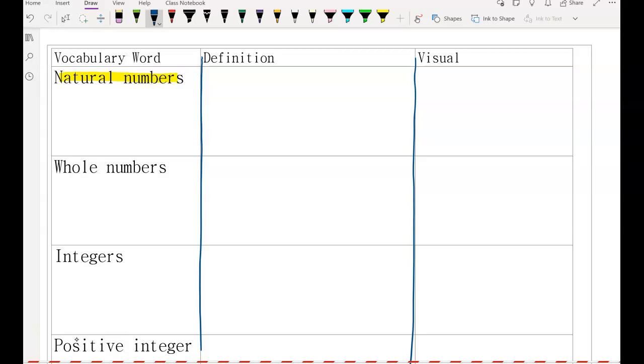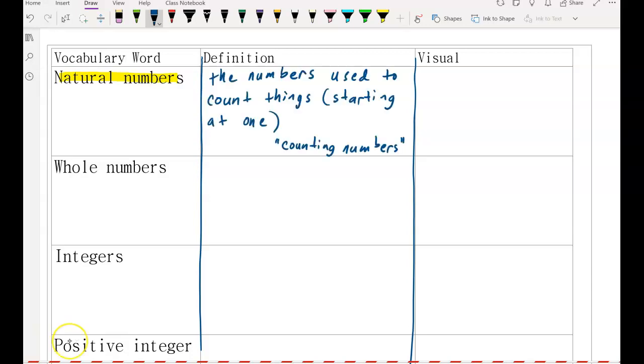So let's start with the natural numbers. What are they? The natural numbers are the numbers that are used to count things, always starting at the number 1. Oftentimes they're called the counting numbers. And our visual representation of that, well, they start at 1. So it's 1, and then 2, 3, and 4, and 5, and so on into infinity. Those are the natural numbers. Make sure you take the time to pause the video so you can copy everything down.